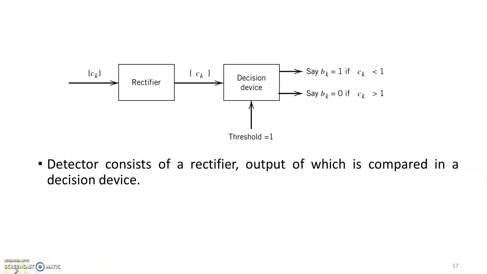So for the receiver, the detector block diagram is shown. The input to the receiver is Ck. You first have a rectifier. So you have the Ck here. Then it is given to the decision device. Here the threshold is taken as 1. Actually you are taking the magnitude here. If the magnitude is less than 1, you decide in favor of 1. If the magnitude is greater than 1, you decide in favor of 0. So the detector consists of a rectifier and an output decision device. Okay. So this is about the precoding technique.